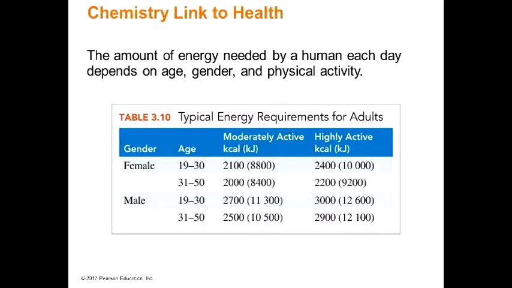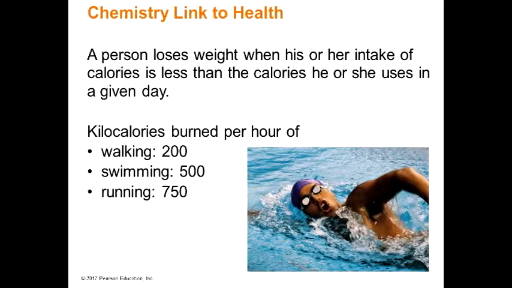A person loses weight when his or her intake of calories is less than the calories he or she uses. You know that, don't you? So you take in a little less, you can lose weight. All right? Burns: walking, 200 calories. These are kilocalories, so you have to convert those. Swimming, 500, and running, 750. There you go. You survived Chapter 3.